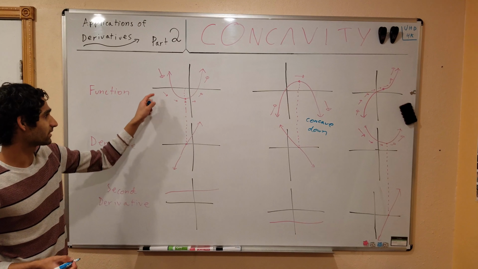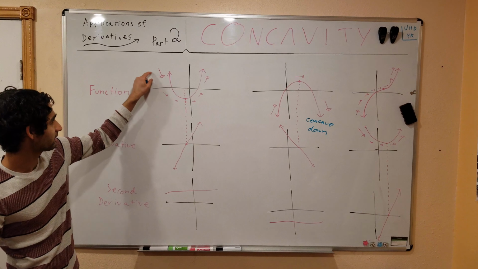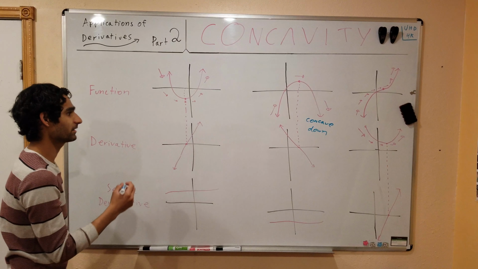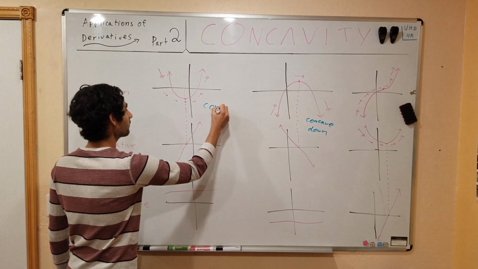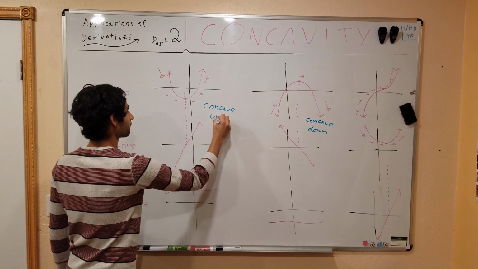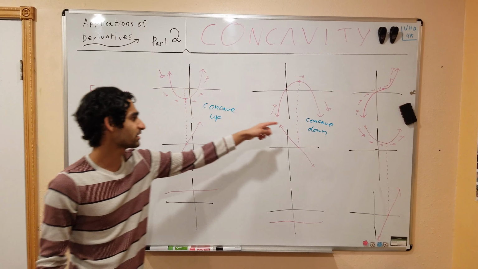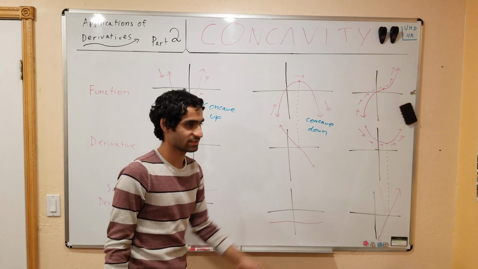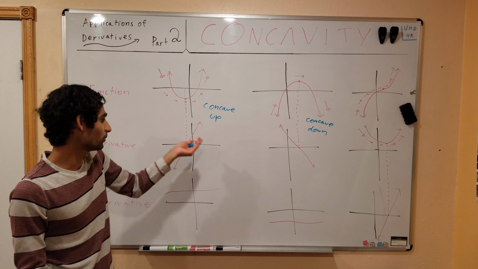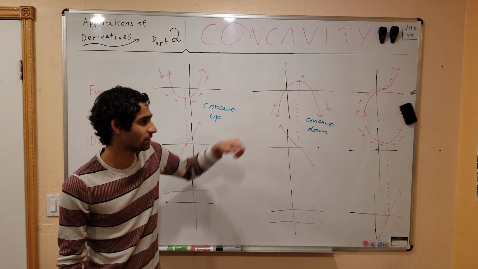Now let's look at this function. The derivative is increasing. Initially the derivative is negative, then the derivative is 0, and then the derivative is positive. So the derivative is constantly increasing, and if that's the case, well then this is concave up. So this is concave up because the derivative is increasing. This is concave down because the derivative is decreasing. You can think of concave up as an open bowl, concave down as an upside down bowl.